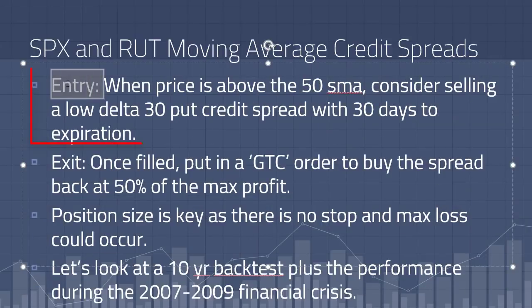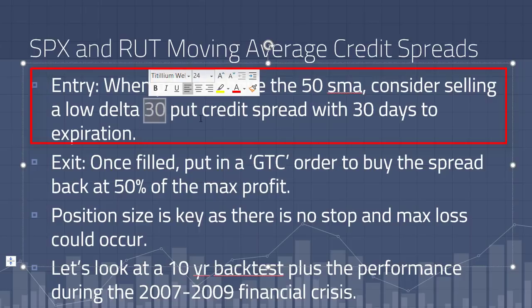So the entry, right? When the price of SPX or RUT is above the 50-day moving average, the backtest considered selling a low delta 30 put credit spread with 30 days to expiration. So this is the key here. A low 30, it could be delta 31, it could be delta 29, but you want to be right around 30. That's what the backtest did, with about 30 days to expiration. Again, this won't be exact all the time, but this is what the backtest looked at.